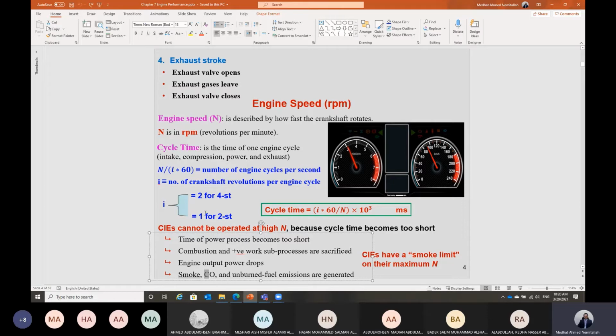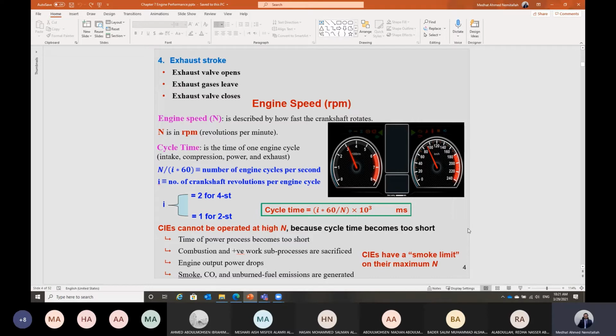However, it can give higher power and higher efficiency. And running the engine at higher RPM will result in incomplete combustion. We don't have sufficient time for combustion, and that will result in more emissions like smoke, CO, some unburned hydrocarbon, and also some particulate matter. So usually the compression ignition engine in general has a smoke limit in its maximum RPM.